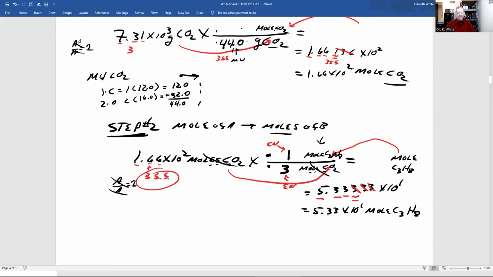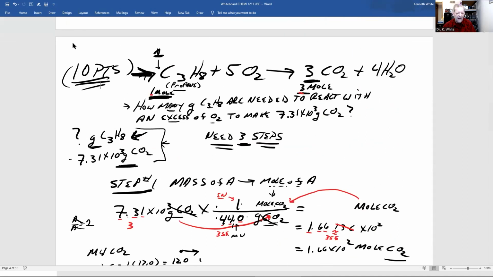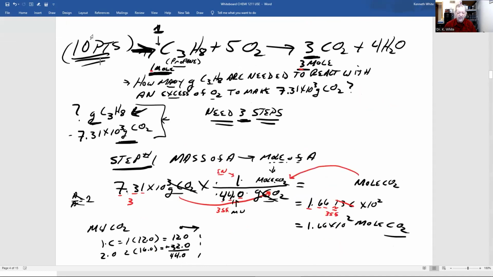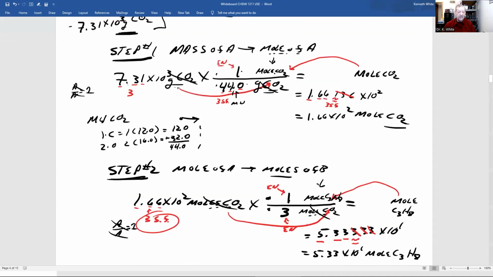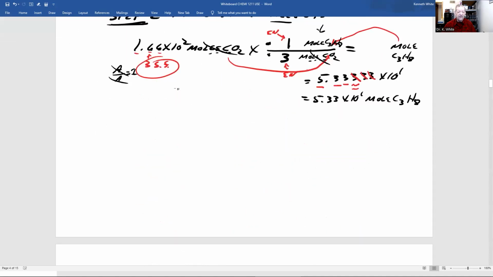Are we done? No, we want to get grams of propane. So now, as it says up here, you need 3 steps. Well, we've done step 1, we've done step 2. It's time for step number 3. Now, when you're doing this on a test, you're going to go faster. I'm going super slow so you can follow what I'm doing, and you can get it right too. And step 3 is moles of B to grams of B.